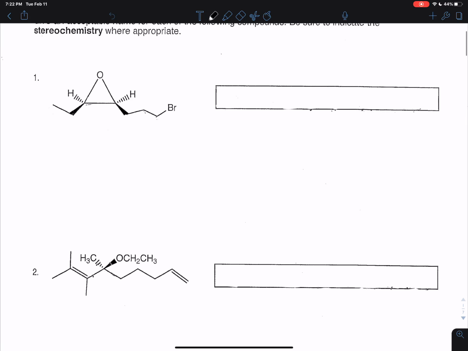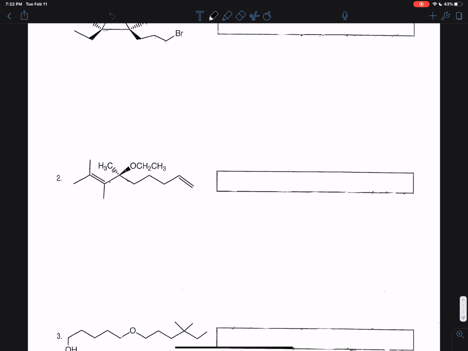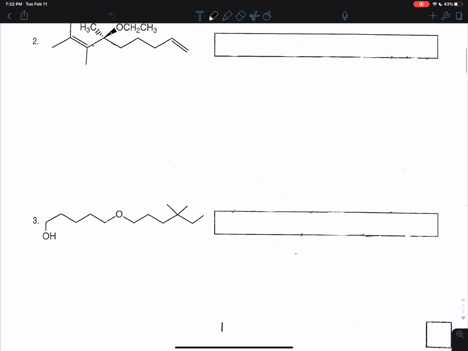Okay, so you guys at home missed out on the first two nomenclature. We're going to get started from number 3. What's our first step? We got to find the longest chain that includes our highest priority group, which in this case is the alcohol.